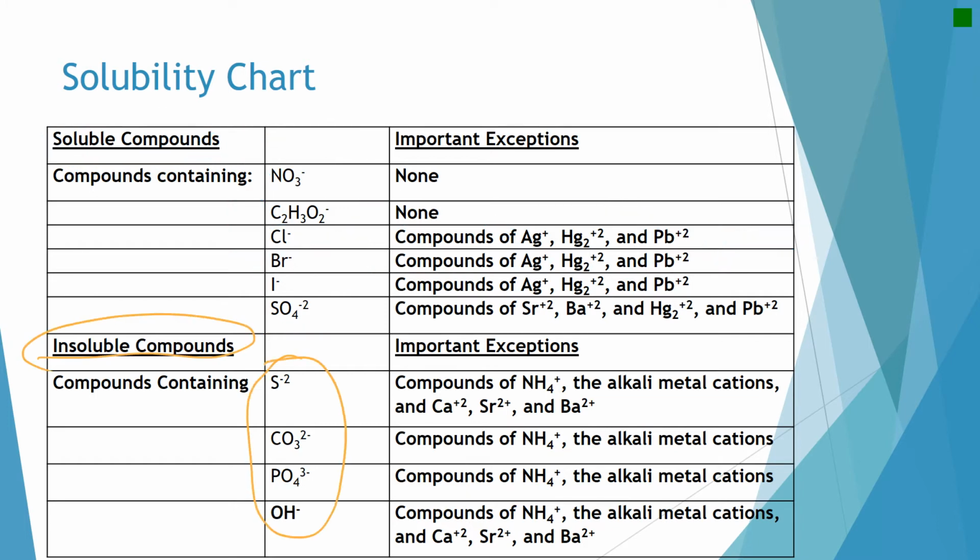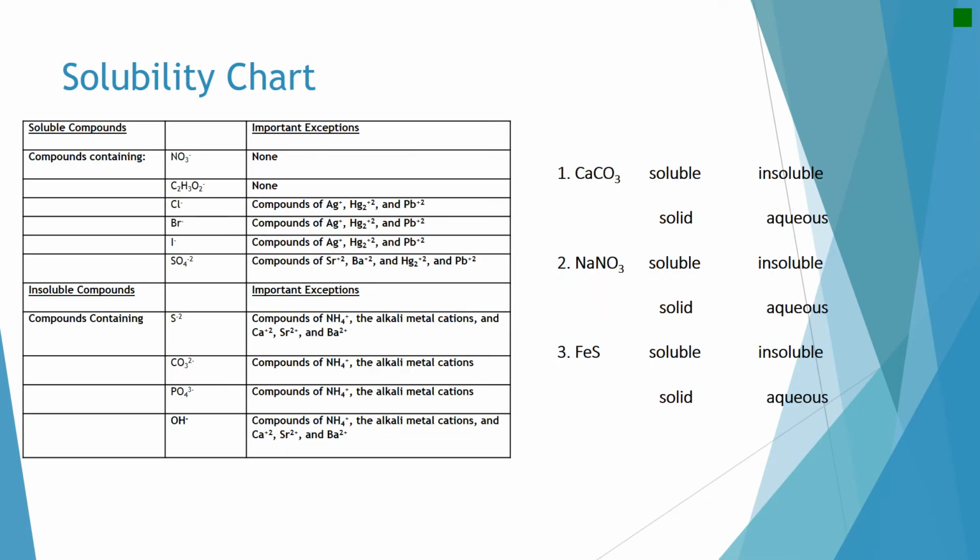The exact same thing goes for the insoluble substances on the bottom. All of these anions are always insoluble, or they do not dissolve in water, except when they are paired up with these guys on the right hand side. If they are paired up with any of those, then they are the opposite of insoluble, which means soluble or aqueous. So when we look at this, I'm asking you for calcium carbonate.